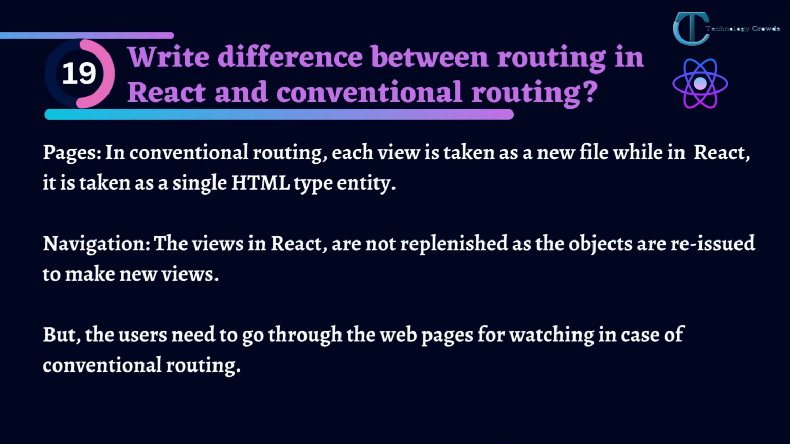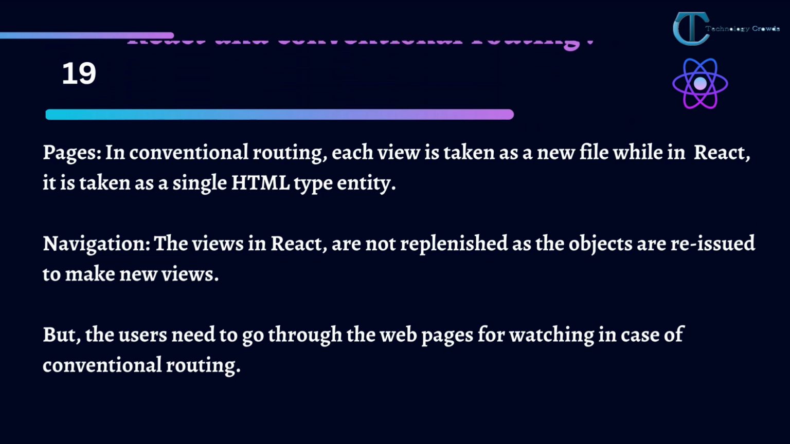19. Write the difference between routing in React and conventional routing. Pages. In conventional routing, each view is taken as a new file, while in React, it is taken as a single HTML type entity. Navigation. The views in React are not refreshed as the objects are reissued to make new views. But the users need to go through the web pages for viewing in case of conventional routing.